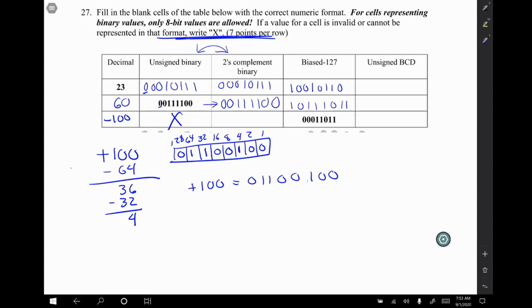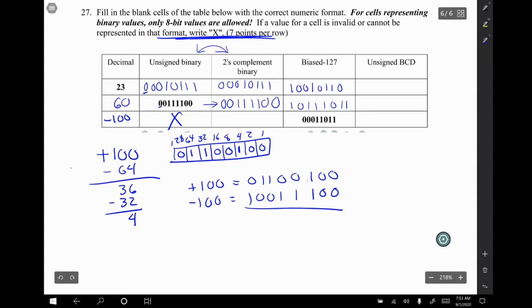That is not negative 100. To make it negative 100, we have to do the bit flippy thing. Starting on the right-hand side, we copy down all the zeros up to and including the first one. The remaining bits, we invert. And so this is negative 100. Notice that the sign bit, that most significant bit, is equal to a 1, indicating it is, in fact, a negative number. So we do, what is that? 1001, 1100.